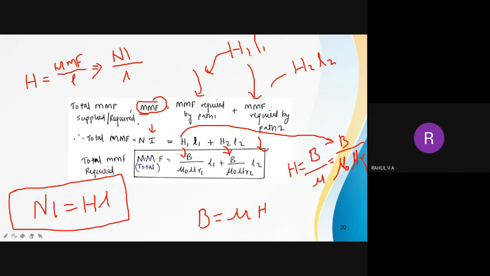And what is the equation for MMF? MMF is actually N into I. Total MMF is N into I. And the MMF required by path 1 is H1 into L1. H1 is actually B divided by mu 0 mu r1, into L1. And H2 is B divided by mu 0 mu r2, into L2.